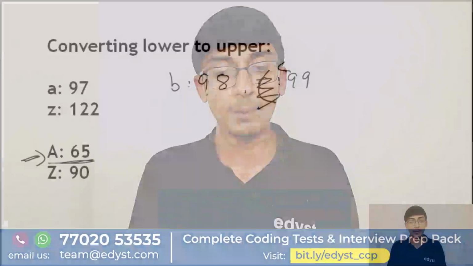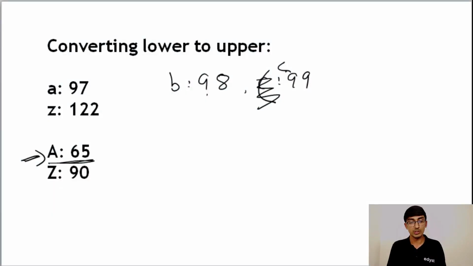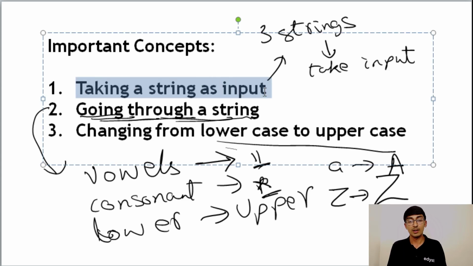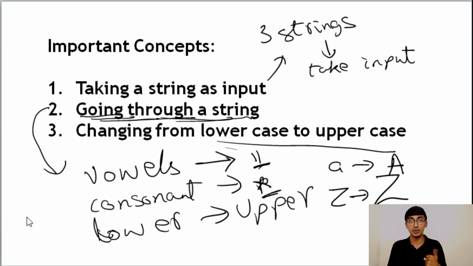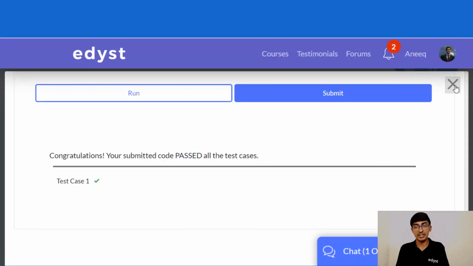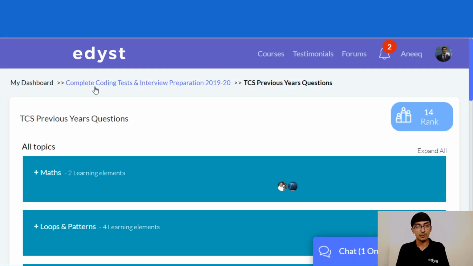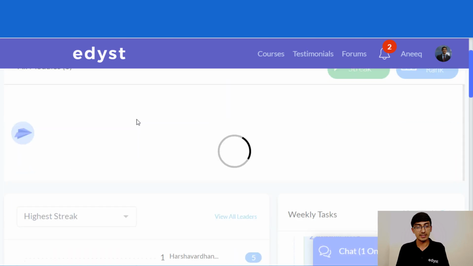We'll just recap what we spoke so far. What we've spoken so far is we had 3 things to do. We saw how to take a string as an input in C. If you want to see how to take a string as input in C++, Java and Python, I really suggest you just go to the Edyst platform and check out the free warm-up, and I'll show you that right now.